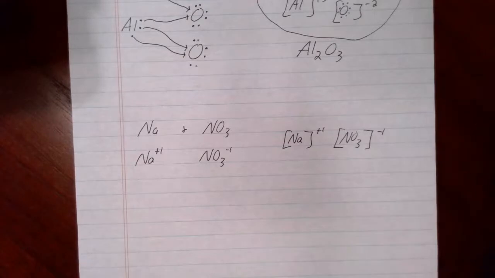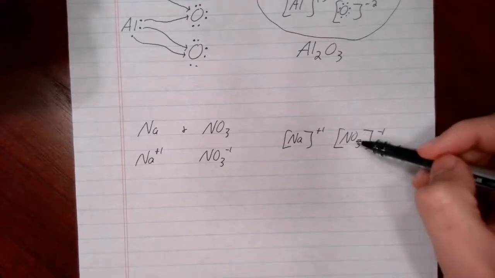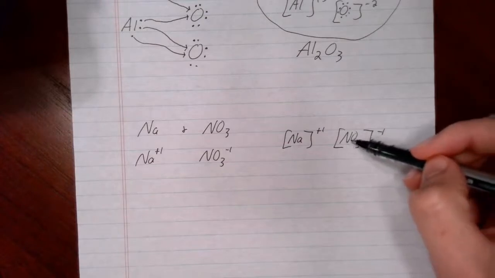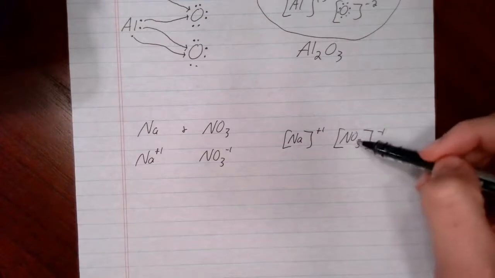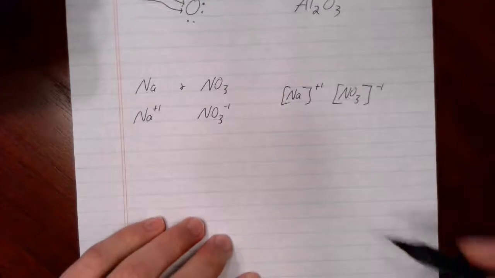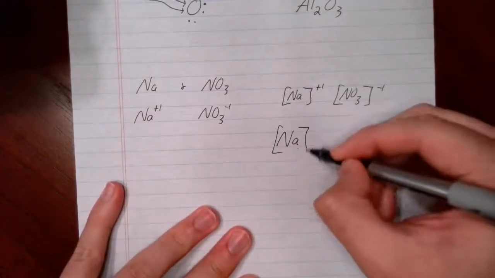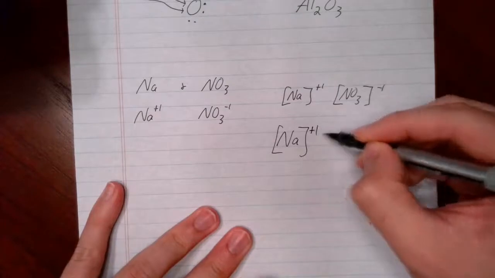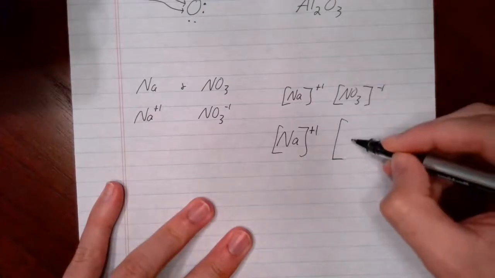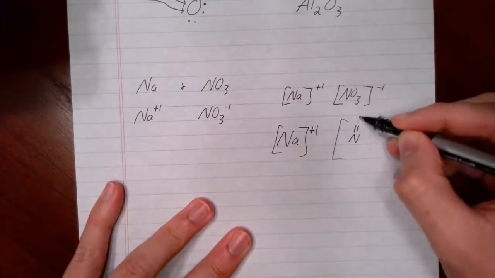That's not incorrect necessarily, it's just not fully correct. Okay, that doesn't show me what's going on between the nitrogens and the oxygens. I need to know what's going on there. So if this is the correct answer, what I should show, show sodium, it lost its valence electron, +1, then I should show what's going on with nitrogen and the oxygens.